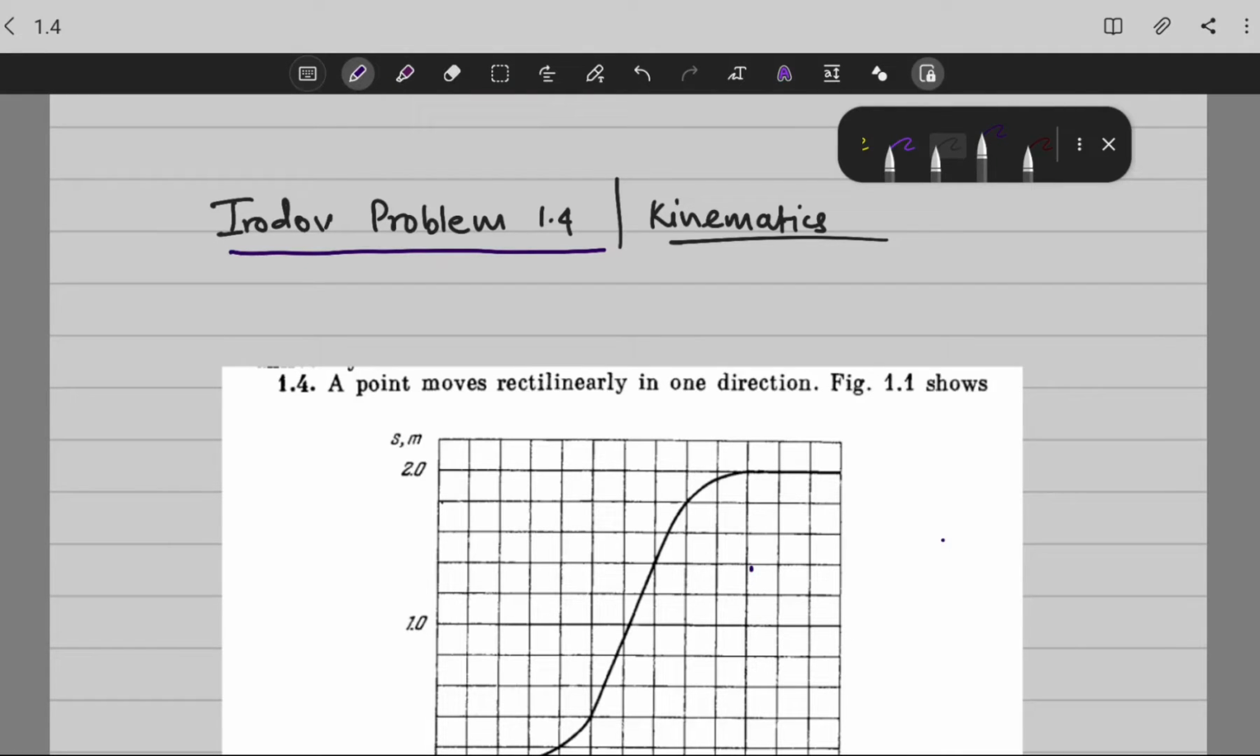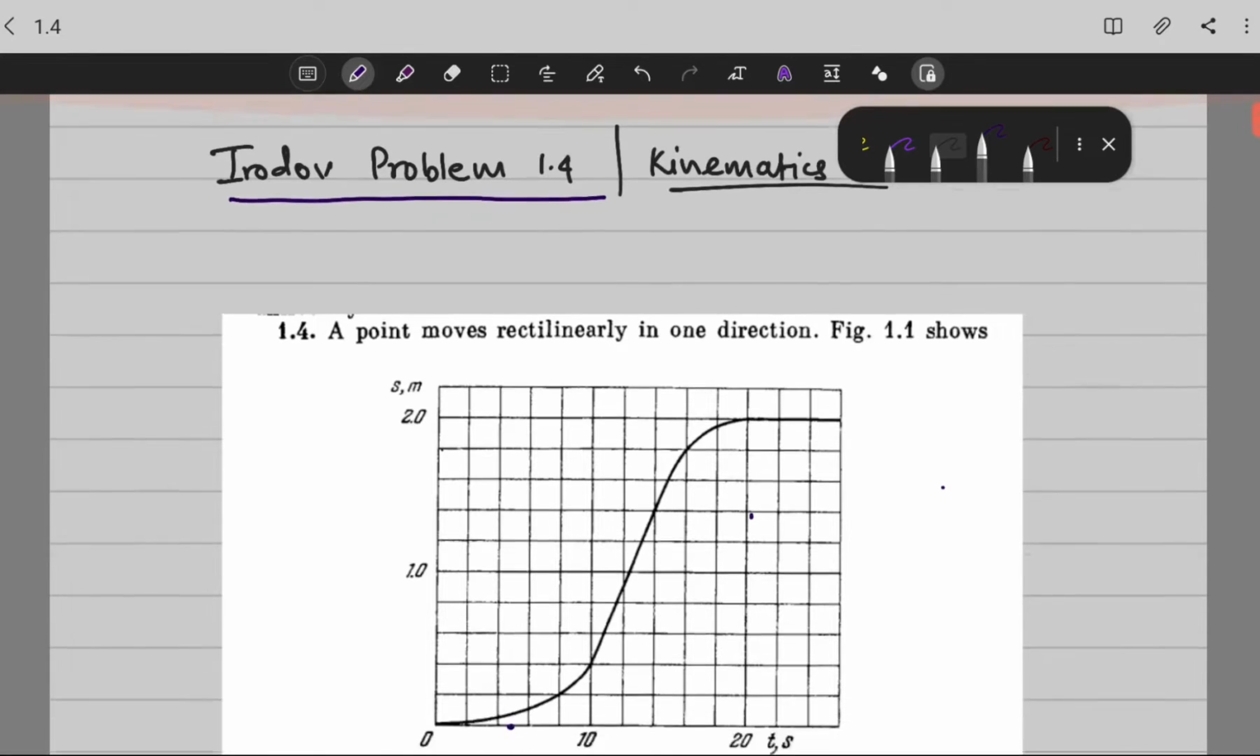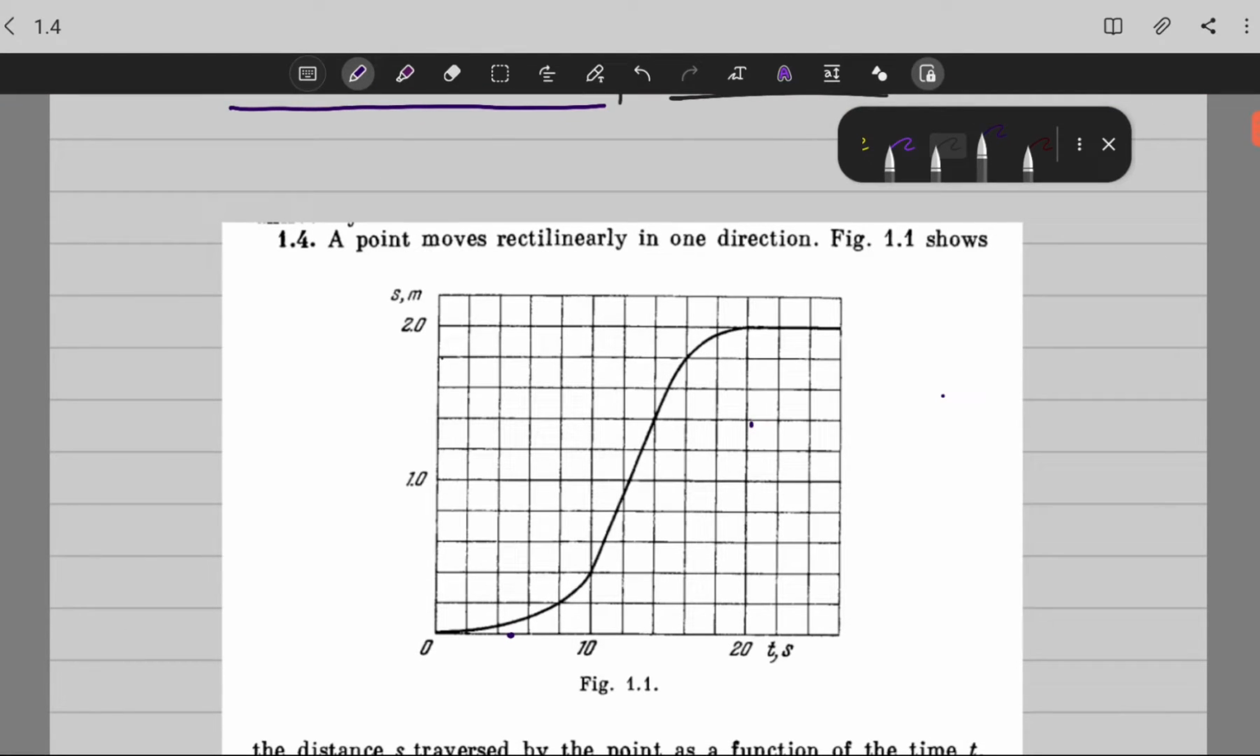Hello everyone. In this video, we are going to solve problem number 1.4 from Irodov, which is related to kinematics. So let us first read out the problem, then we'll solve the problem step by step. So the point is moving in the rectilinear way.